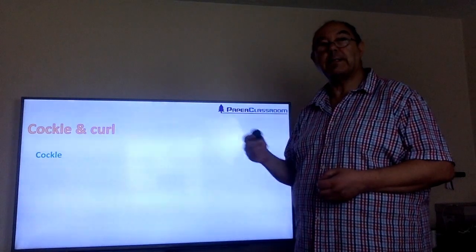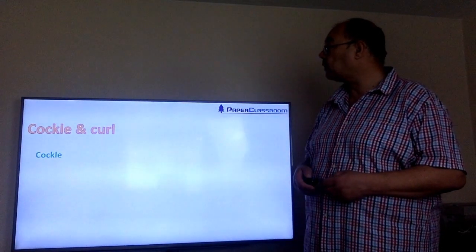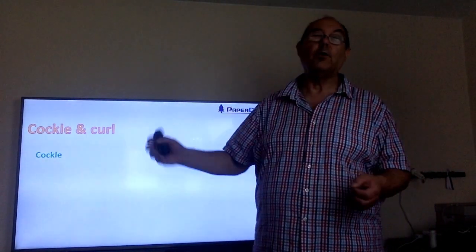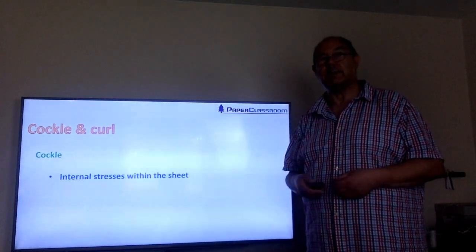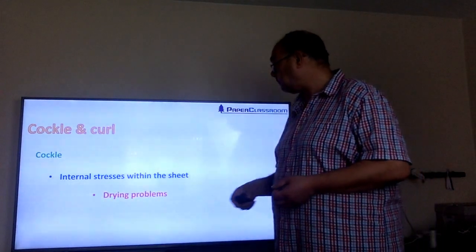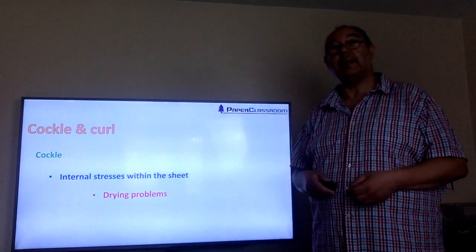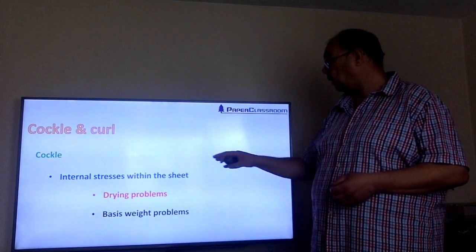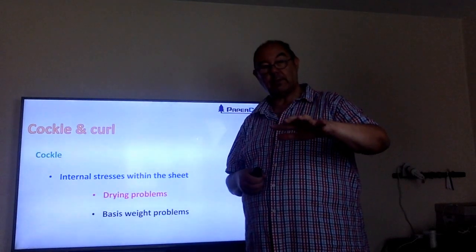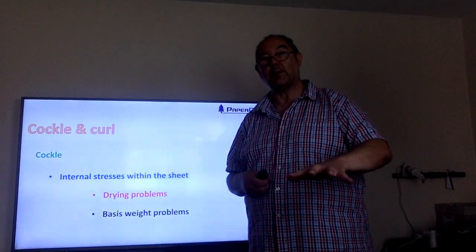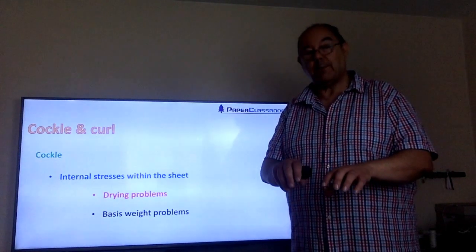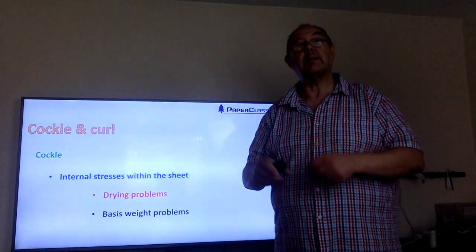So other than dimensional stability, we also need to look at curl and cockle. We'll look at cockle first of all. Cockle is a sort of three-dimensional undulating structure that we sometimes see in the sheet. It can be caused through internal stresses within the sheet, and that could be related to drying problems, or it could be related to basis weight problems. If you've got poor formation, areas where you've got a lot of fibre will shrink and expand a lot. Areas where you've got a little fibre will shrink and expand little. And if adjacent areas are shrinking and expanding at different rates, then you'll get cockle.